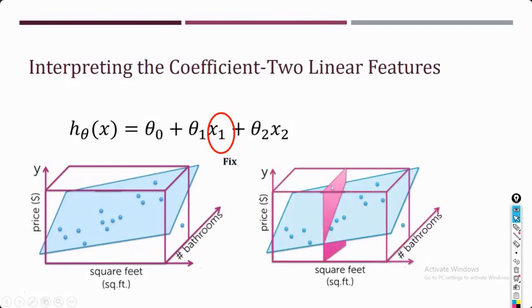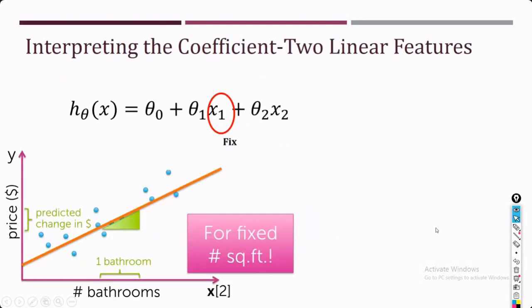This is basically just a line cut, representing that I'm fixing the square size of the house at this place, and next I'm observing the bathroom. I have fixed the size of the house, and now with respect to the bathroom I'm observing the change in price. That we can easily extend to multiple dimensions, even to k dimensions.